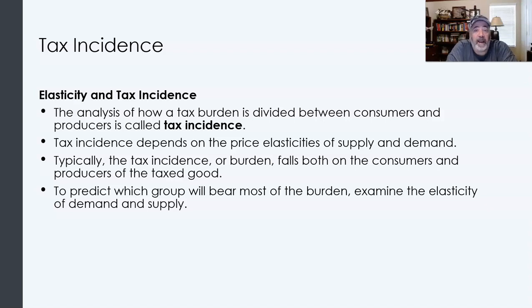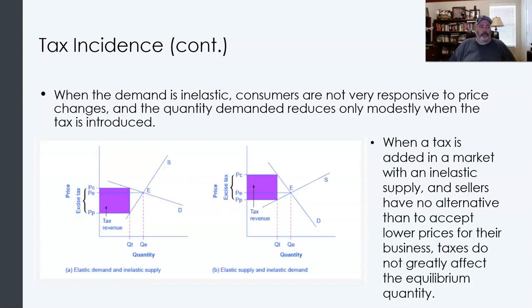And that's the problem. And again, elasticity helps you see exactly who absorbs most of that increase in tax, right? Is it the company or the consumer that's going to have to pay? The producer or the consumer, right? So when demand is inelastic and consumers are not particularly responsive to a change in the price, quantity demanded reduces only modestly when the tax is introduced, right? So adding tax to cigarettes does not necessarily change quantity demanded by all that much. A little bit, but not that much, right?